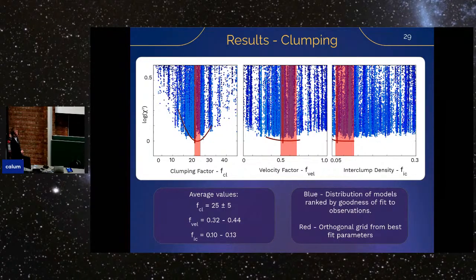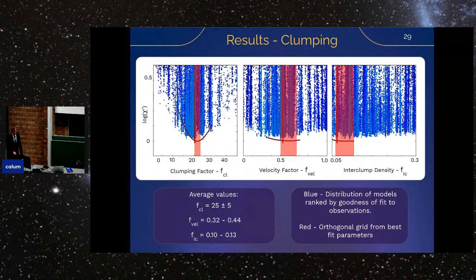And so these are the final results we get for trying to determine these clumping factor parameters for the first time empirically, and you can see the clumping factor is fairly well defined. The velocity filling factor, not so much, but there's still a statistically significant minimization of the chi-square. And for the interclump density, it becomes more difficult.